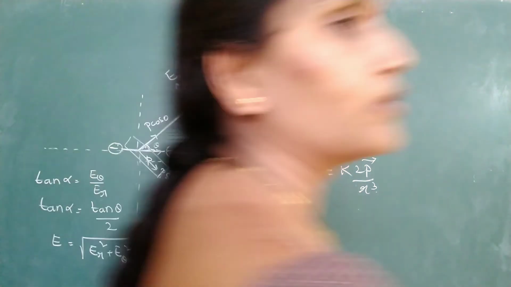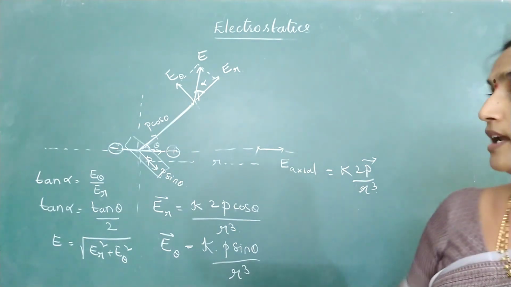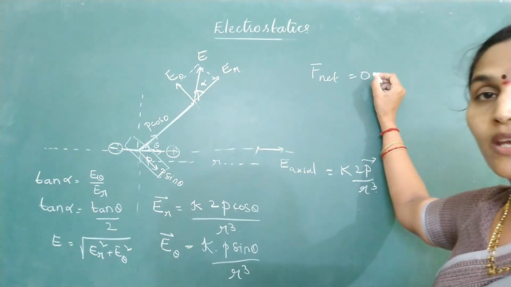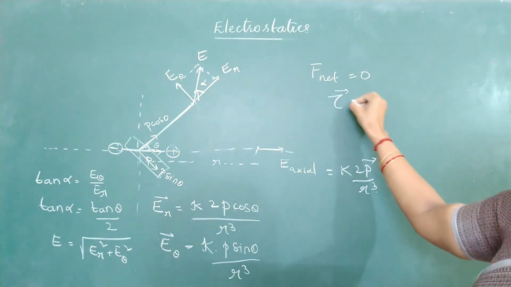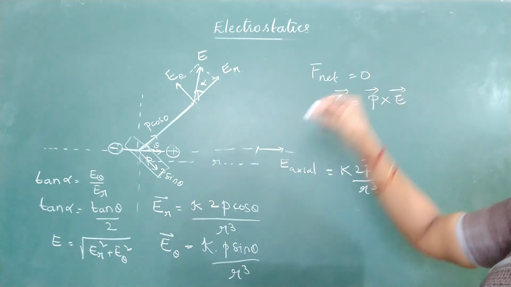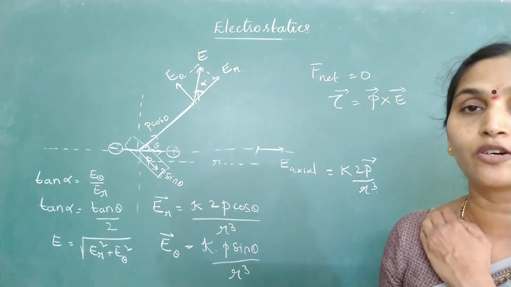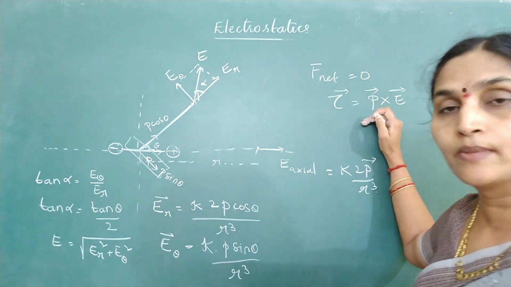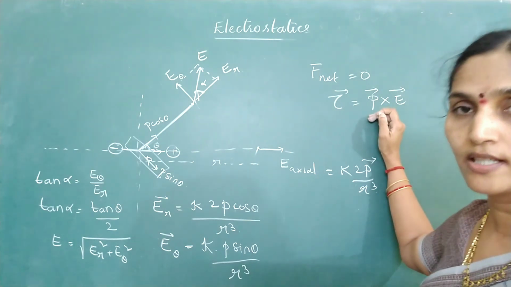Then for a dipole, we have already studied that if you place a dipole in a uniform field, the net force acting on the dipole will always be 0. But it experiences a net torque. What is the torque acting on a dipole? P cross E, that is P into E into sin theta, where theta is the angle between the dipole moment and your applied electric field. Then when is this torque maximum and minimum? It depends on the value of theta. Maximum for 90 degrees, minimum for 0.